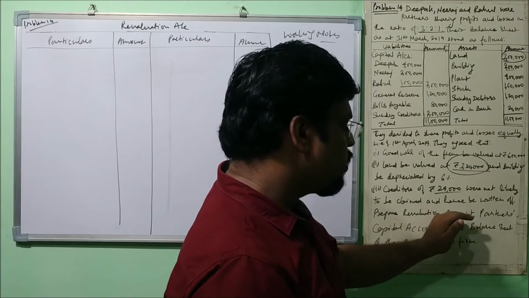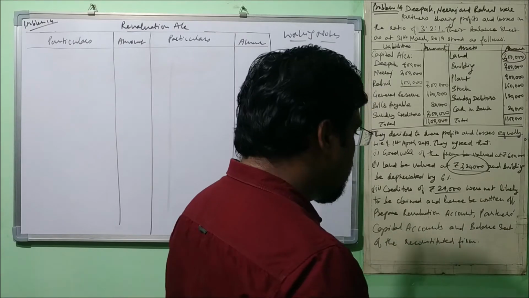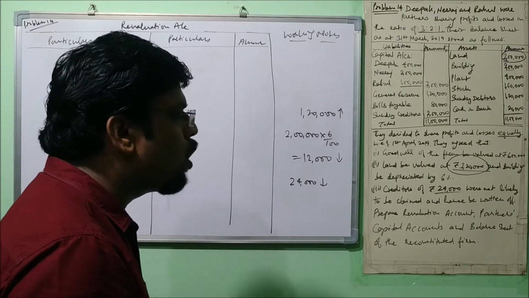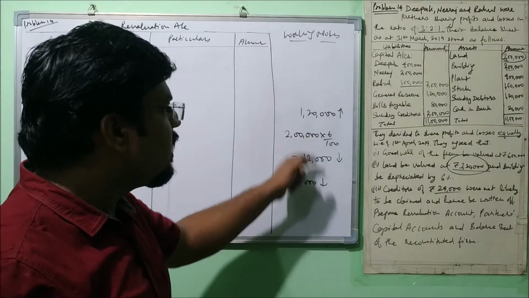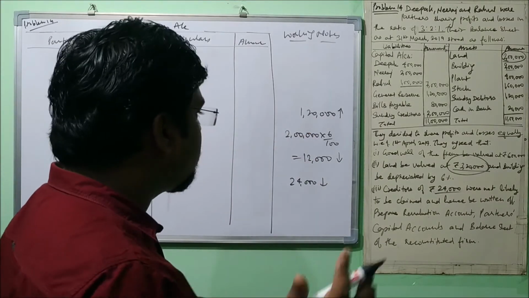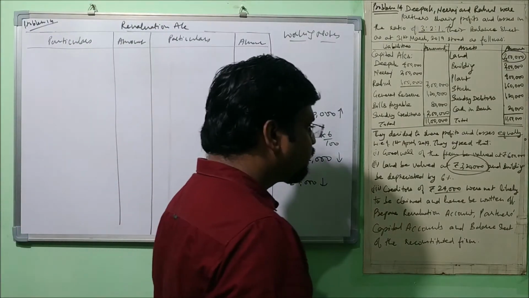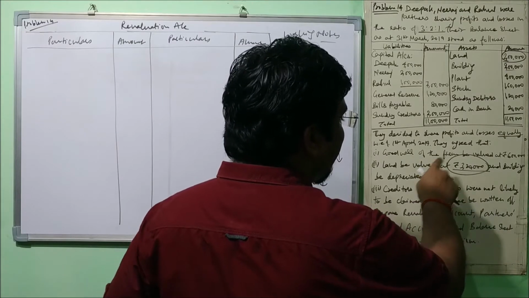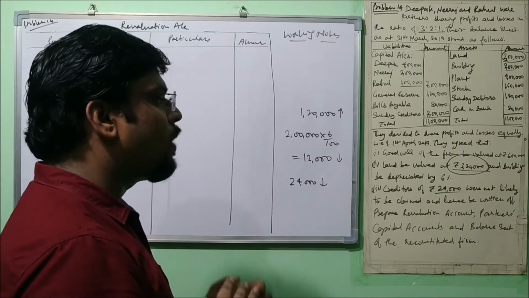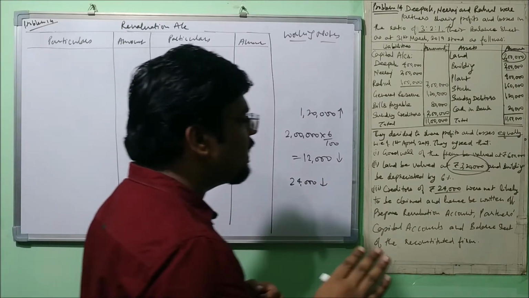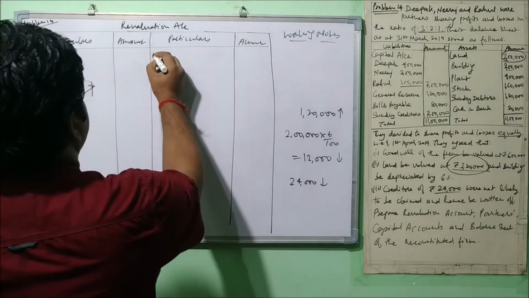Prepare revaluation account, partners' capital accounts and balance sheet of the reconstituted firm. So very first we'll prepare the revaluation account, because for that no other ratio is needed, only the old ratio is needed. Already we have chalked them out. So let's start. I have already prepared the format of that. As I have told you, an increase in the value of an asset is credited to revaluation account. If you want to pass the journal entry, then the journal entry will be: Land account debit to revaluation, so it will come this way.